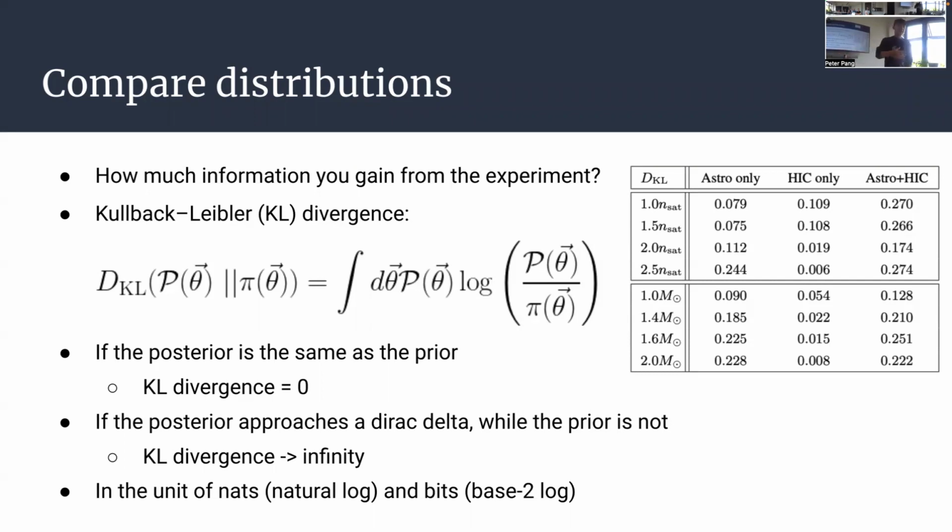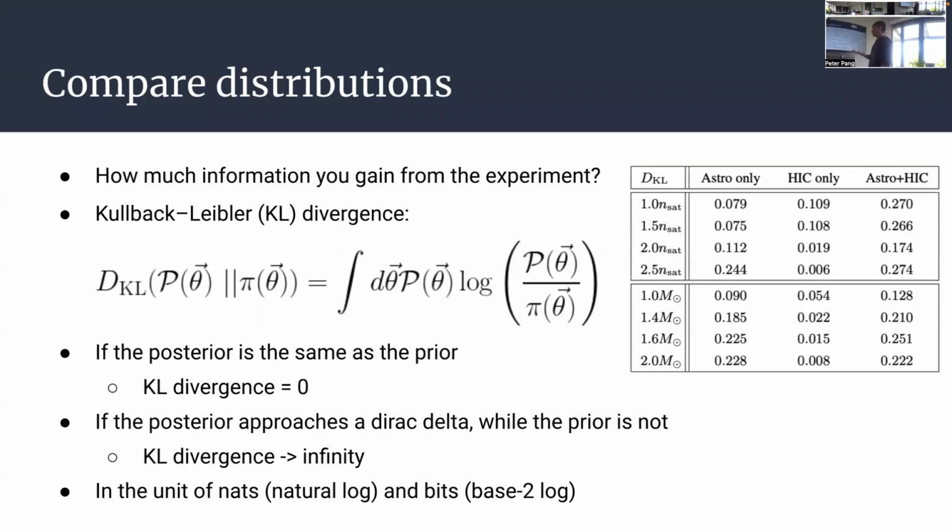And let's say the posterior distribution is a Dirac delta, because you somehow have a very strong likelihood, a Dirac delta at just one single parameter point, while the prior is a usual Gaussian or uniform distribution. Then the KL divergence can go all the way to infinity. So it's unbounded, but this KL divergence will always be non-negative.